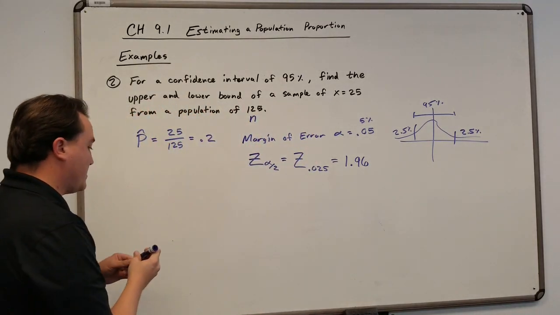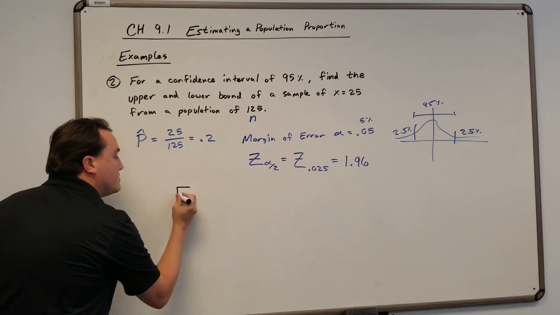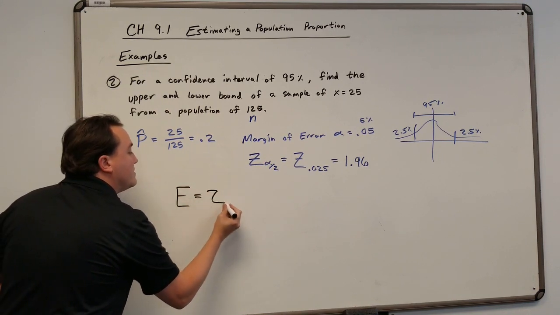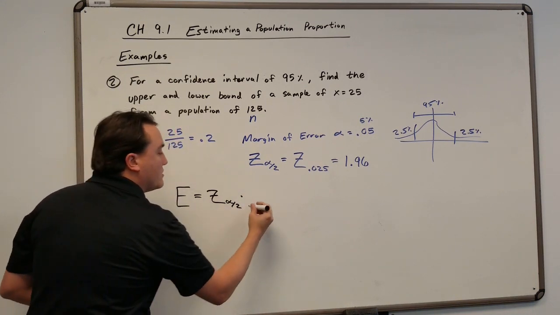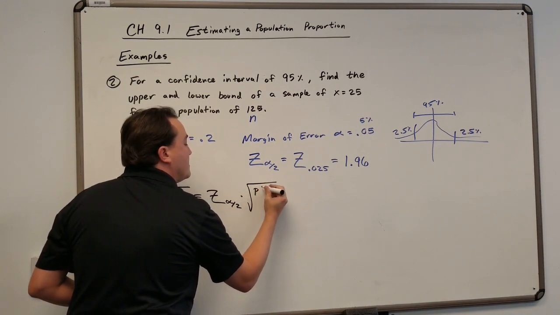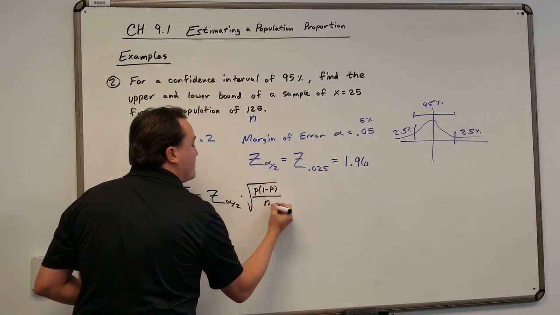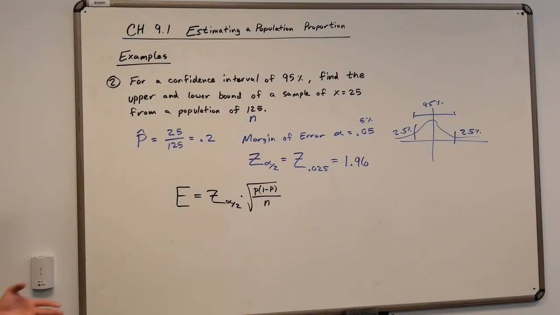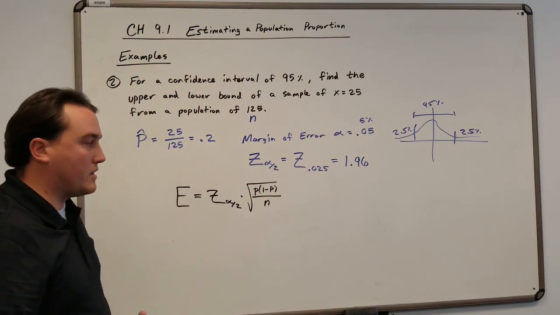And then we go to this equation. Okay? So E equals Z alpha over 2, times the standard deviation, which is the square root of P times 1 minus P divided by n. And we plug in our numbers, we get our answer. And then we can find the upper and lower bound based off that.